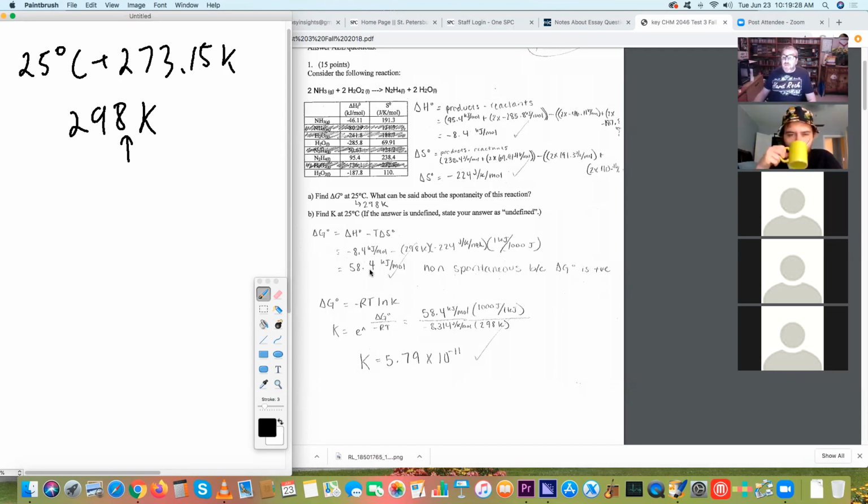Does anybody have any questions about the calculation of delta G based on delta H and delta S?